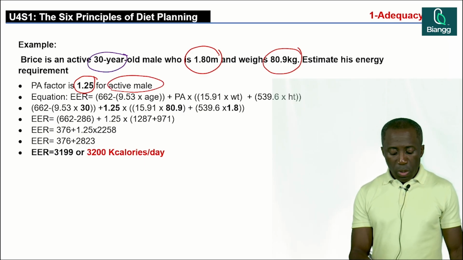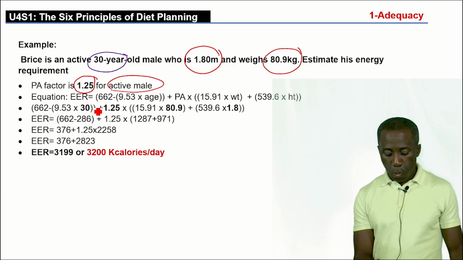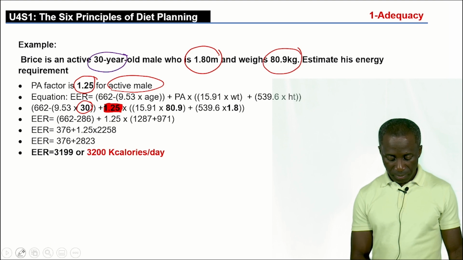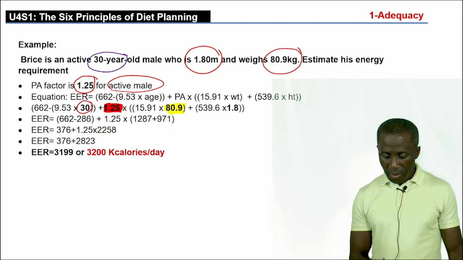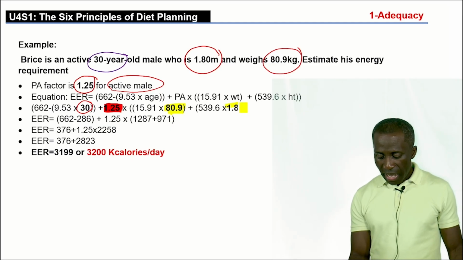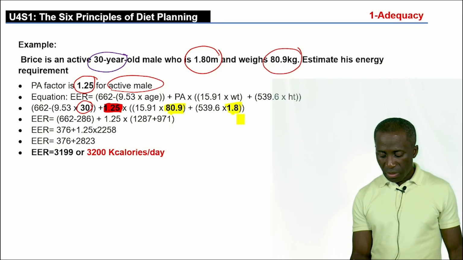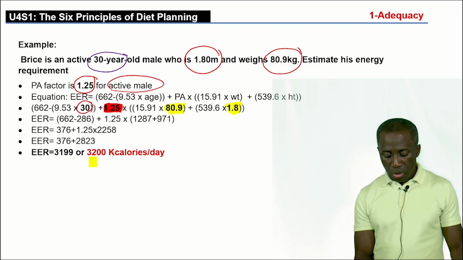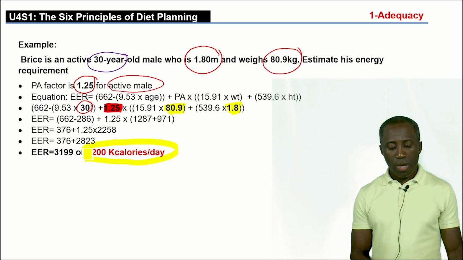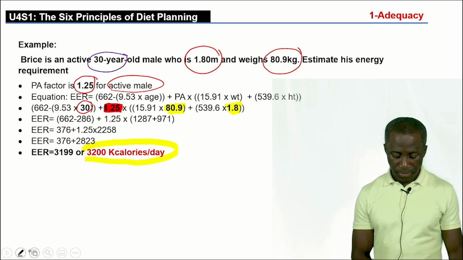All right. And when we do the calculations here, what do we see? We put the age of the person here, 30. Okay, I'm just going to highlight it so we can visualize it better. The physical activity level, we put in 1.25 here. And the weight of the person is here. And then we replace by 1.8 here. This is the height. So what did we find out? We found out that the person needs around 3,200 kilocalories per day.